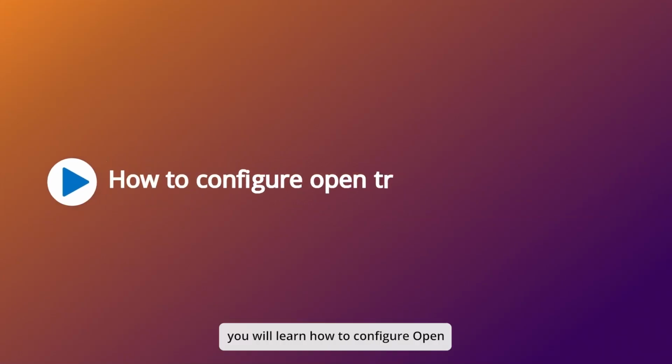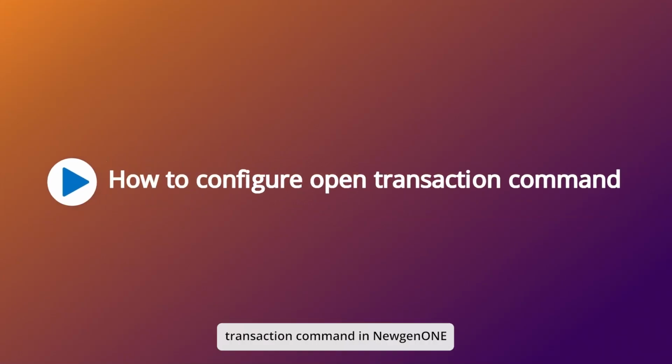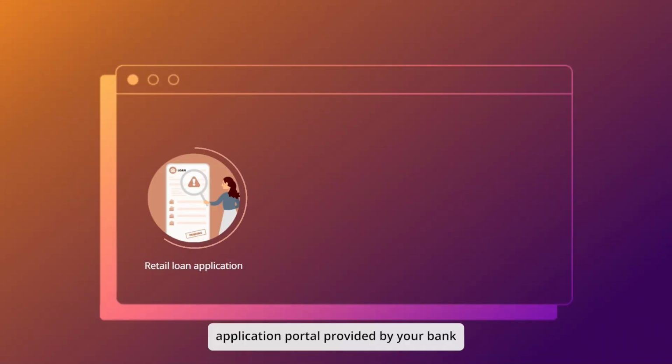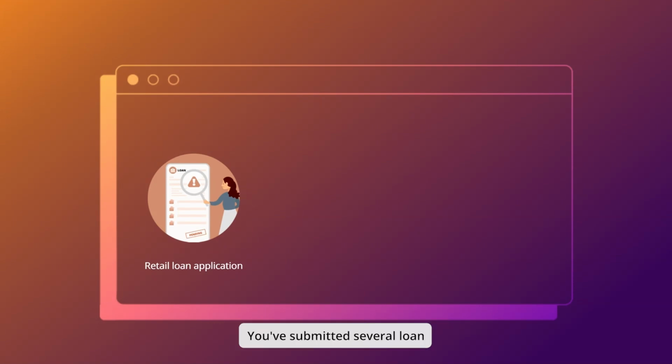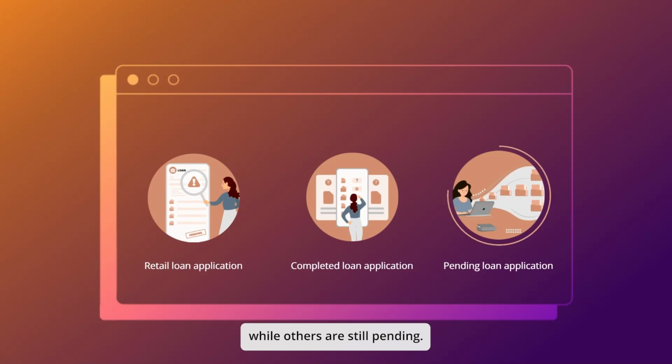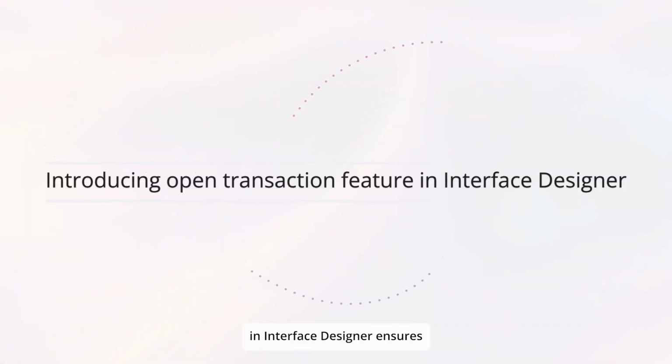In this video you will learn how to configure the Open Transaction command in Newgen One Interface Designer. Let's imagine you're a customer using a retail loan application portal provided by your bank. You've submitted several loan applications over time, some of which are already completed, while others are still pending. In such critical scenarios, the Open Transaction feature in Interface Designer ensures effective action.